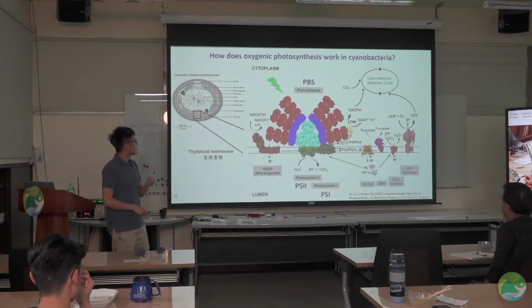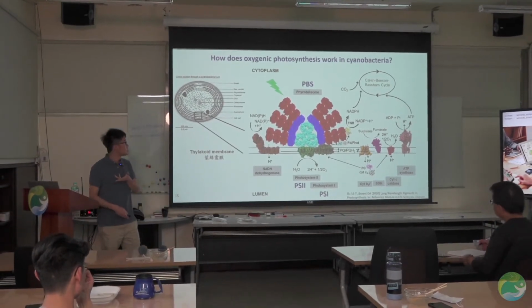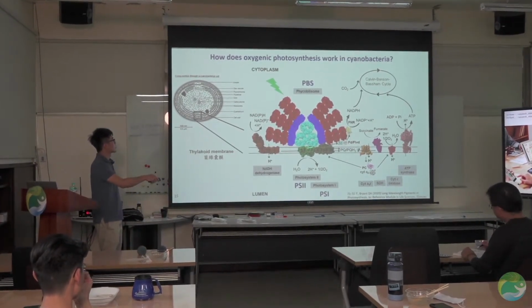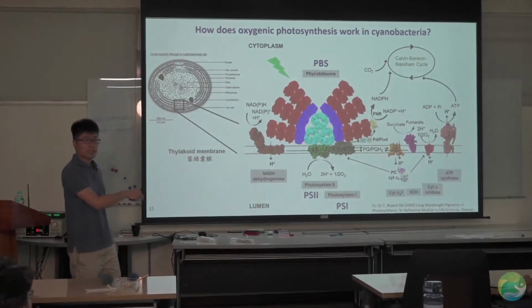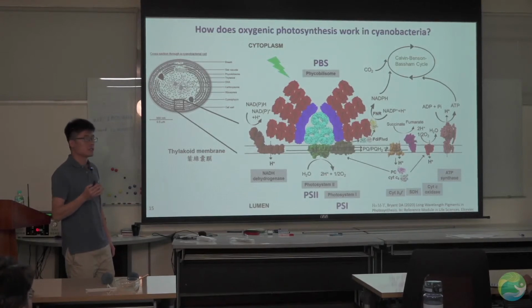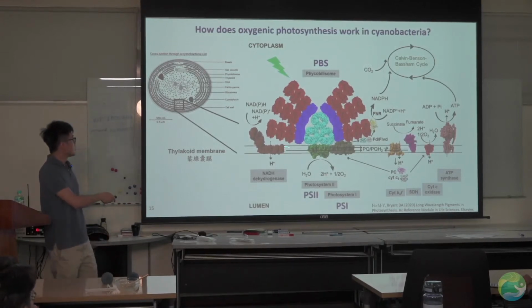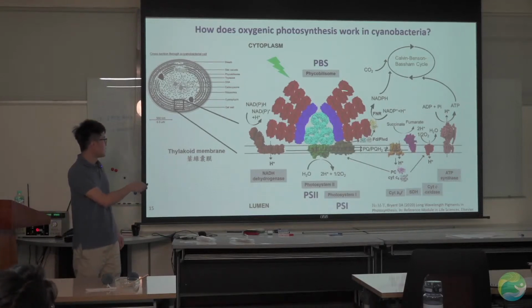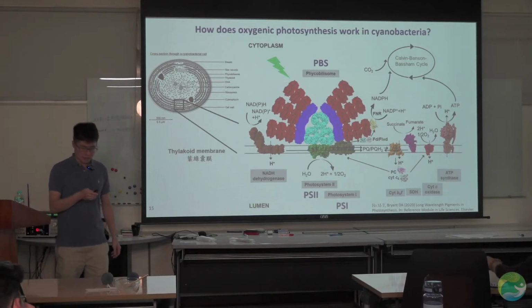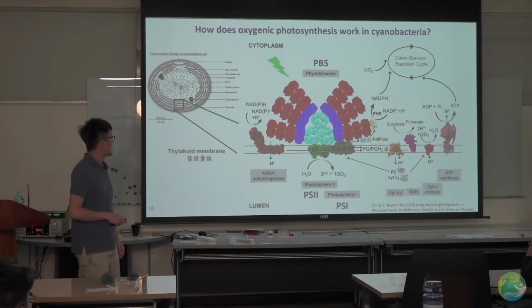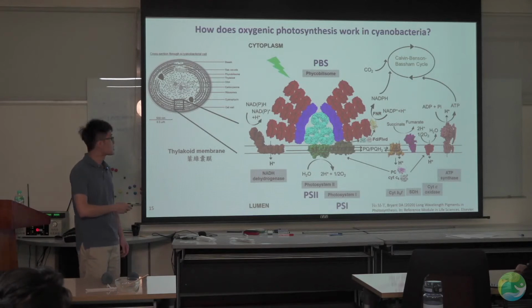The difference between cyanobacteria and plants is this antenna complex, the phycobilisomes. You only find this in cyanobacteria and some red algae. This antenna complex can help cyanobacteria to harvest light energy and transfer the energy to photosystem 2 and photosystem 1. So they can harvest more light energy used for photosynthesis. So what's the benefit of having this huge complex?